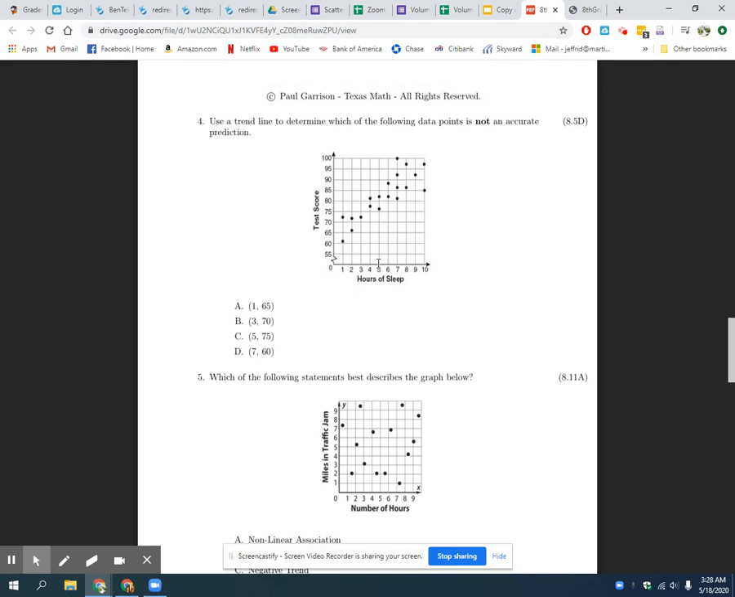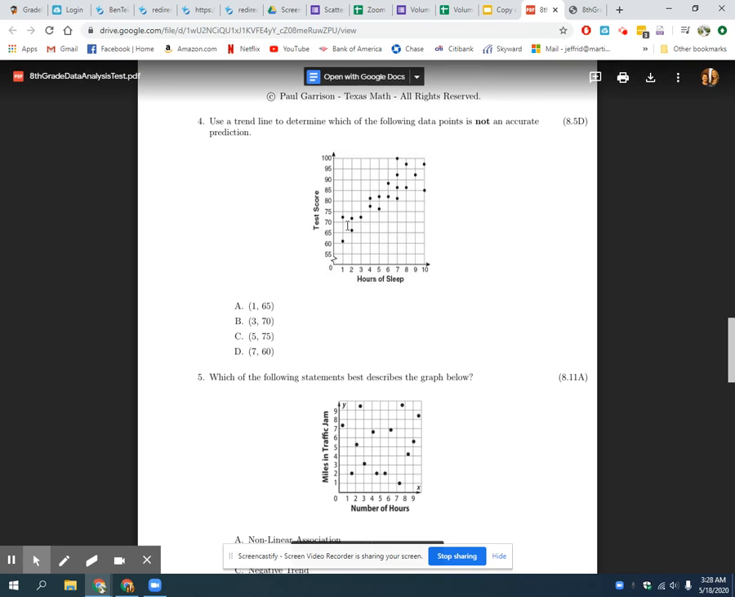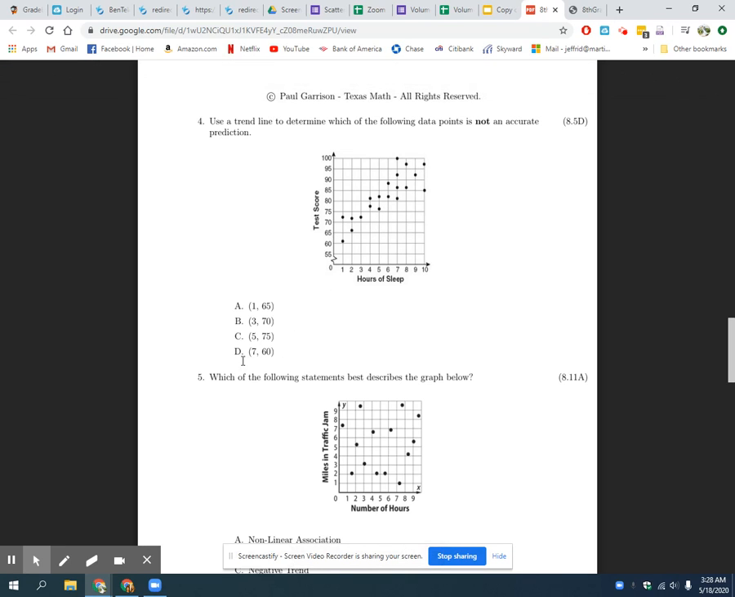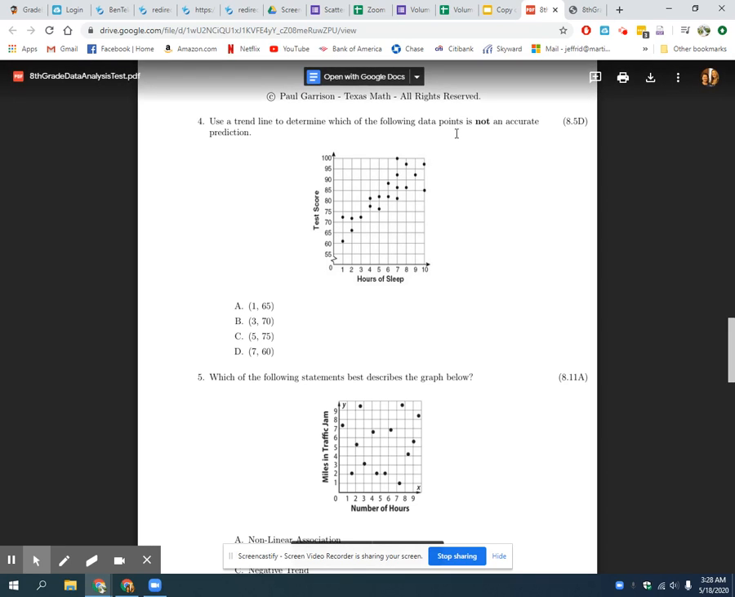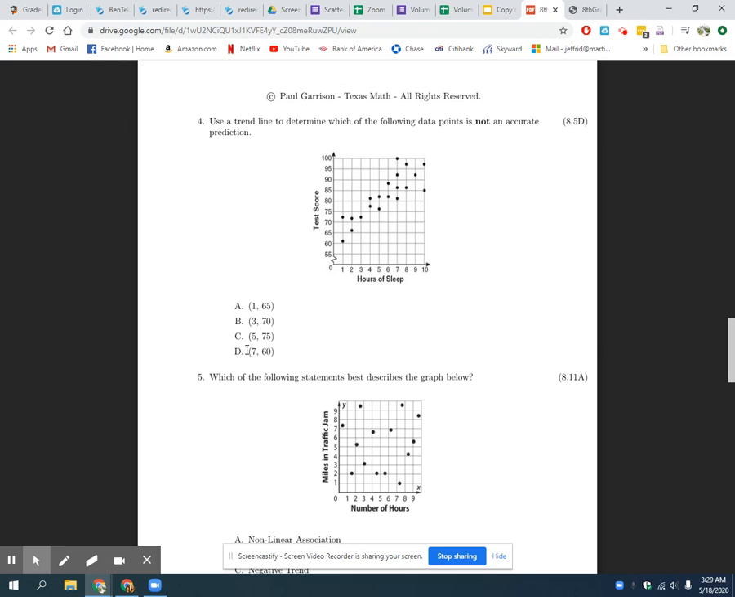5, 75: over 5 up to 75. That would definitely be in this cluster. And 7, 60. So if someone got 7 hours of sleep, would they get a 60% on the test? Sure, it's possible, but it would not fit this data set. So the answer, which one would be not as accurate compared to this trend line, is definitely D.